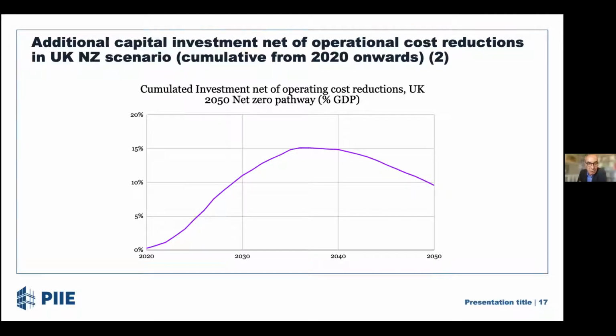to the actual decline in operational costs over time. And so I did this graph just to show the cumulative investment net of operation cost reduction in the UK along the net zero pathway. And this is as a percentage of GDP. So it actually culminates at 15% of GDP, indicating again that we're speaking of something really meaningful macroeconomically.